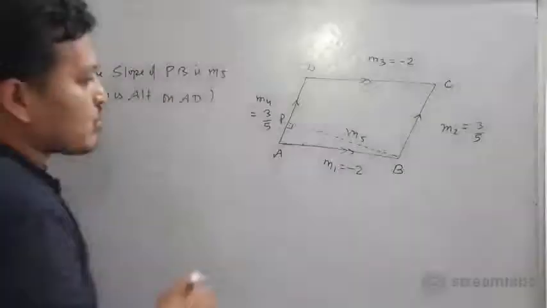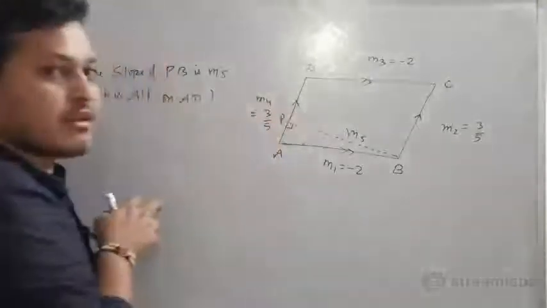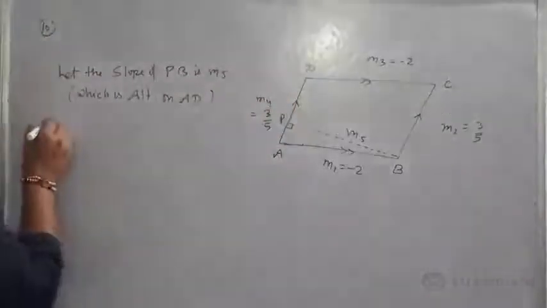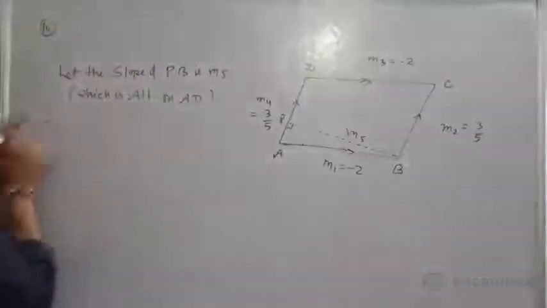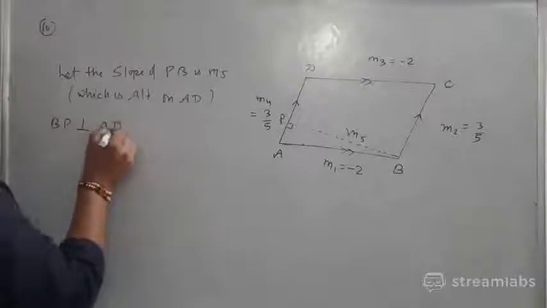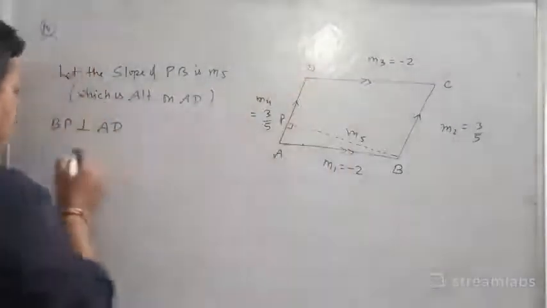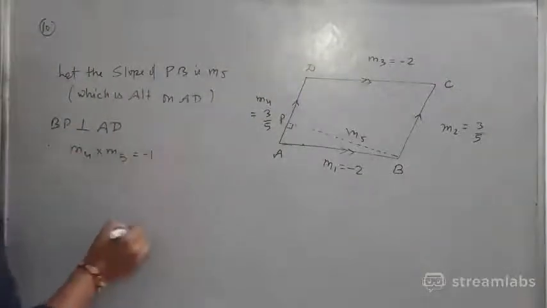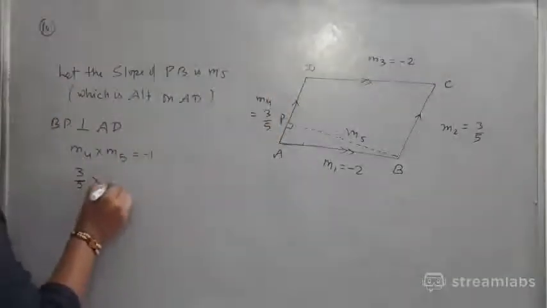So how can we calculate the slope? This line and this line are perpendicular, so the product of their slopes will be -1. BP is perpendicular to AD, so therefore this line is perpendicular on AD. Therefore M4 multiplied by M5 is equal to -1. What is the slope of this line? It is 3/5, into what is the slope of M5?